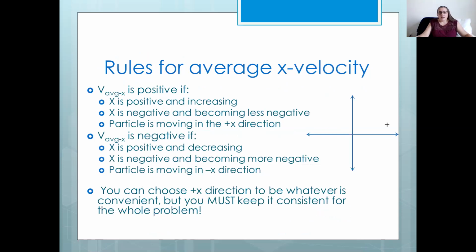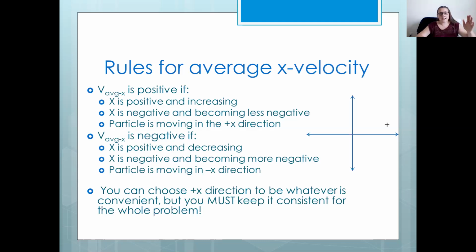Okay. So some rules for average x velocity, and I'm just going to keep it in the x direction because we're dealing with motion in one direction, motion in a straight line, and it's easiest to think about it flat ways before you start thinking of it vertically. So we're just going to talk about the x velocity right now. V average x is positive if x is positive. Remember, x means position. If x is positive and increasing, then we have a positive average velocity.